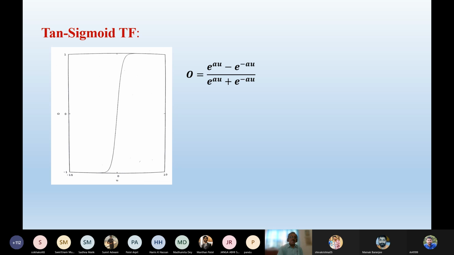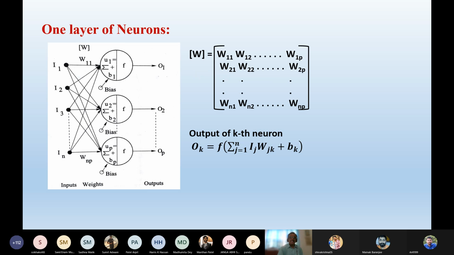So these are the very frequently used transfer functions. But as I told, there is no hard and fast rule that you have to use only these transfer functions. You can use some other type of transfer function like the Gaussian transfer function or some sort of polynomial transfer function in neural networks.